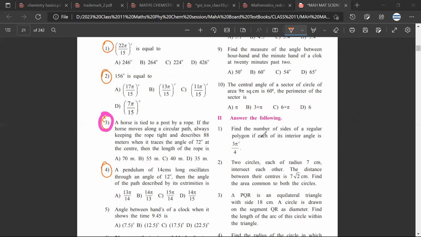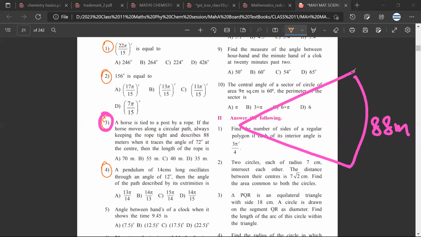A horse is tied to a post by a rope. If the horse moves along a circular path, always keeping the rope tight, it describes 88 meters when it traces an angle of 72 degrees. Find the length of the rope.